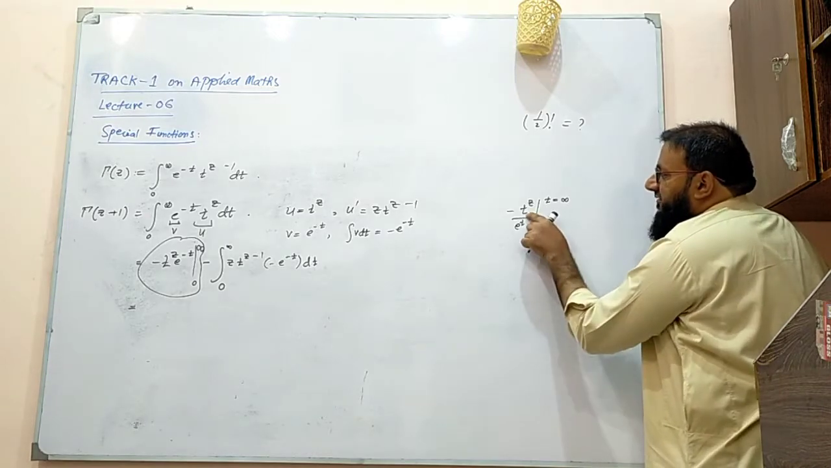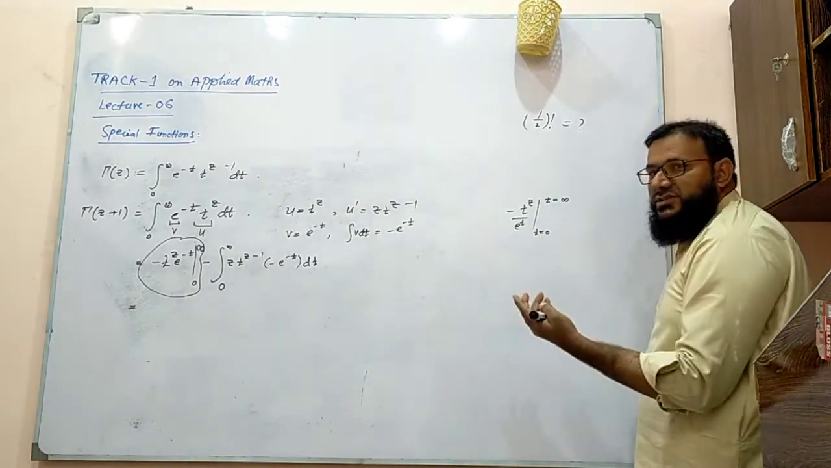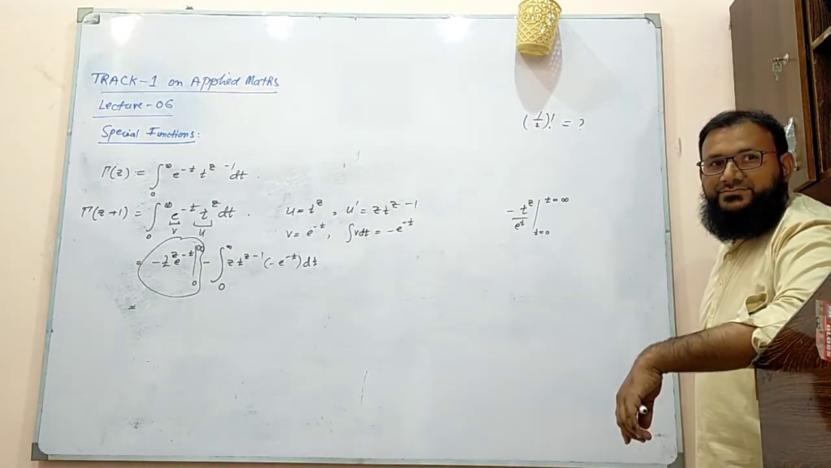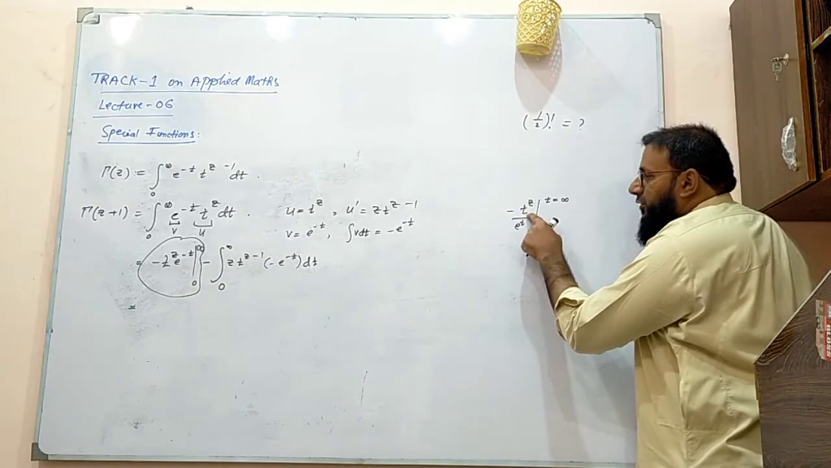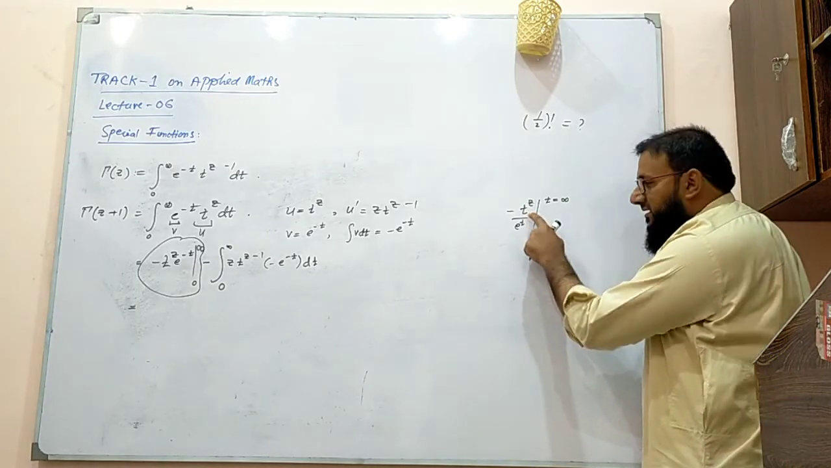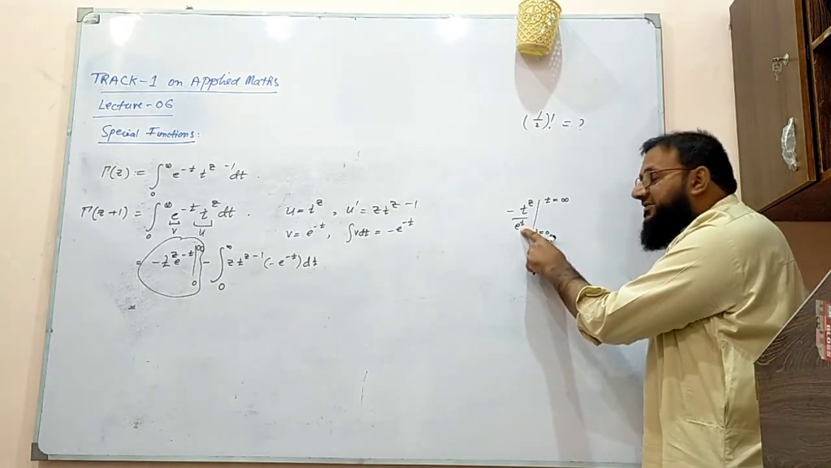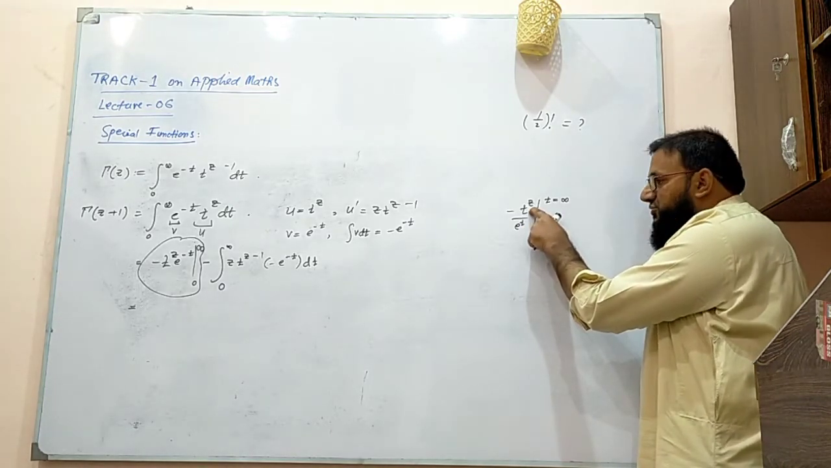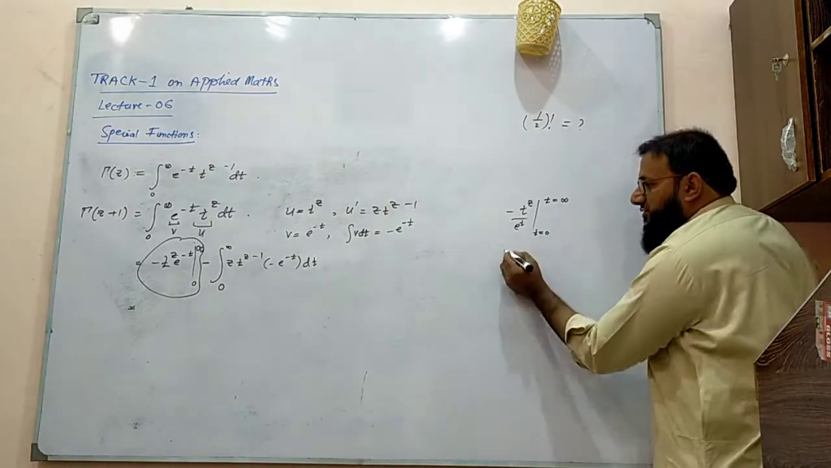So infinity here, infinity here. This is simply becoming infinity by infinity. What is it going to be? Indeterminate form. But let me tell you one thing. This is polynomial in t, this is exponential in t. The growth of this exponential function is much faster than the polynomial. So simply this is going to be something divided by infinity, that is going to be 0.